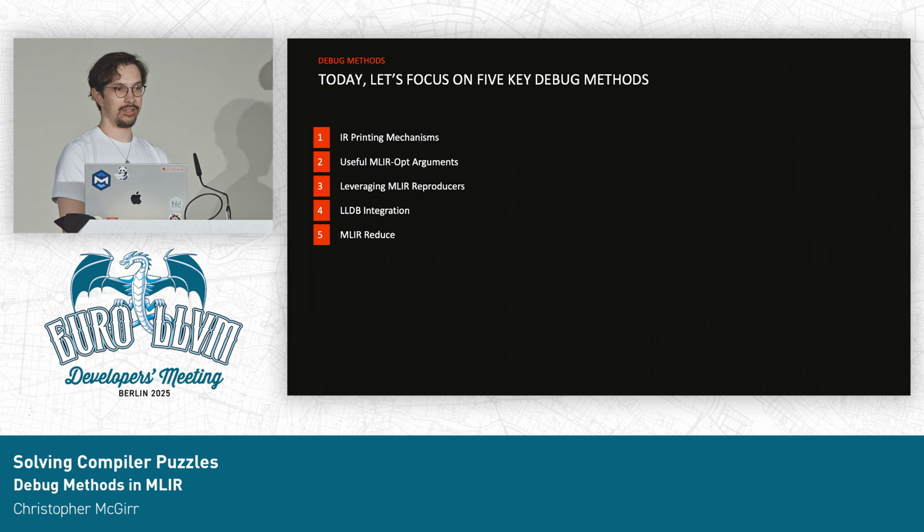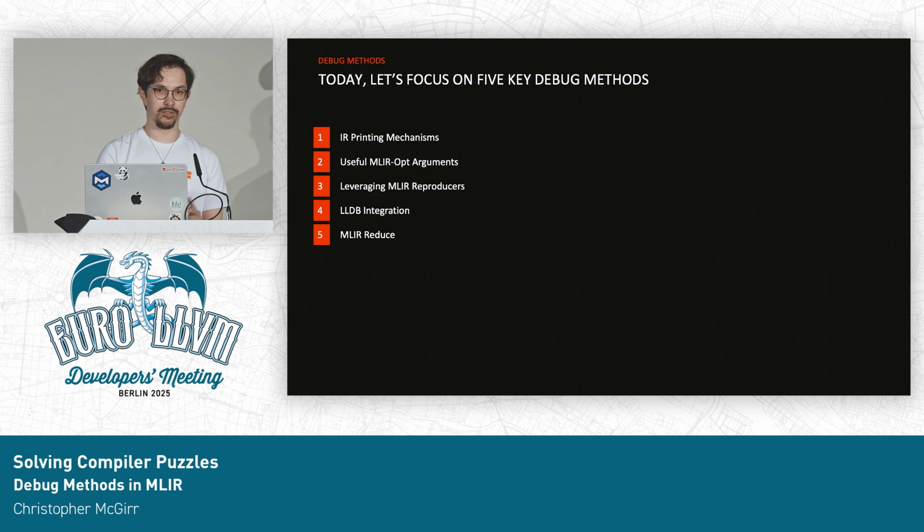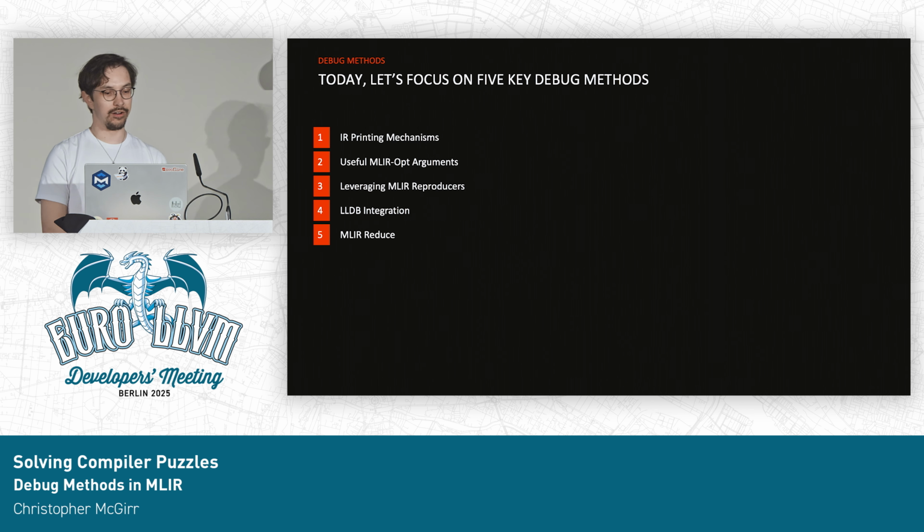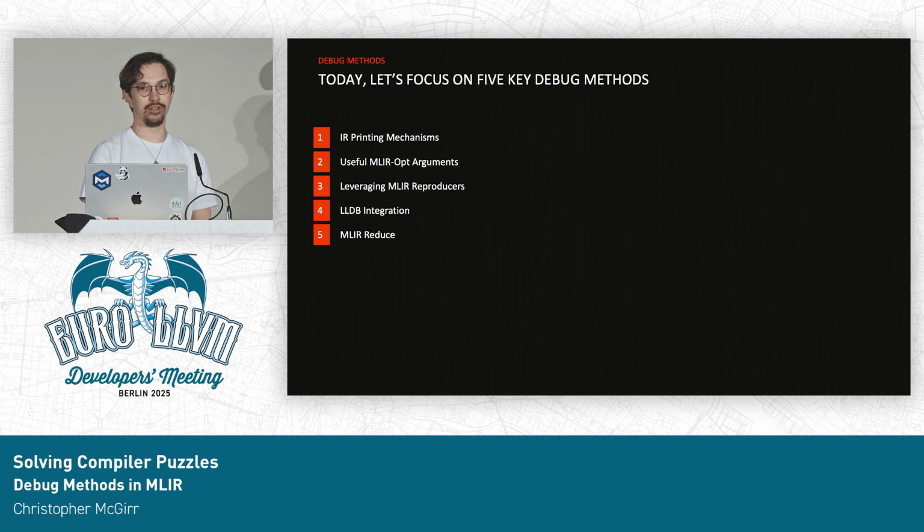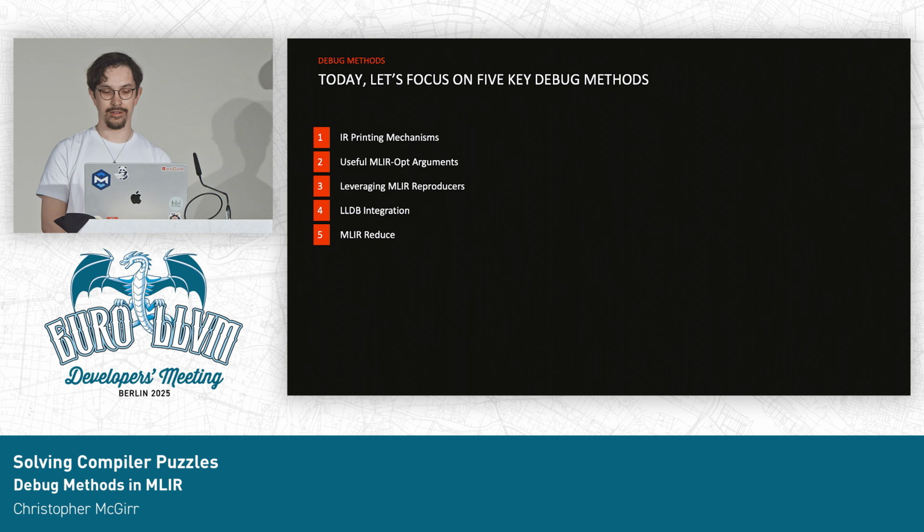So today I'll be focusing on 5 major topics. The first one being the printing mechanisms available in the MLIR framework, some useful mlir-opt arguments, how you can leverage the reproducer functionality, how you can also integrate LLDB in your debugging. And finally, I'll talk about MLIR Reduce.